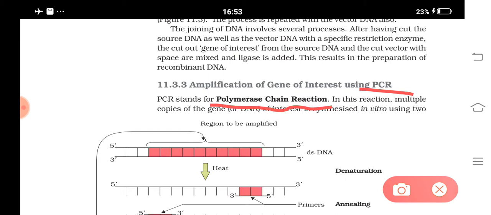So that fragment, we can get a number of copies of the same gene using what? Polymerase chain reaction. Otherwise you have to repeat. If you get one gene, and if you want to do the experiment again, you have to do all the processes again, so it is a tedious process. So for that purpose there is a new technique known as polymerase chain reaction.